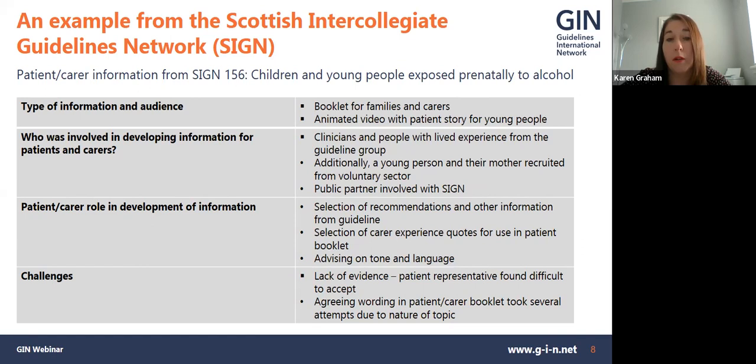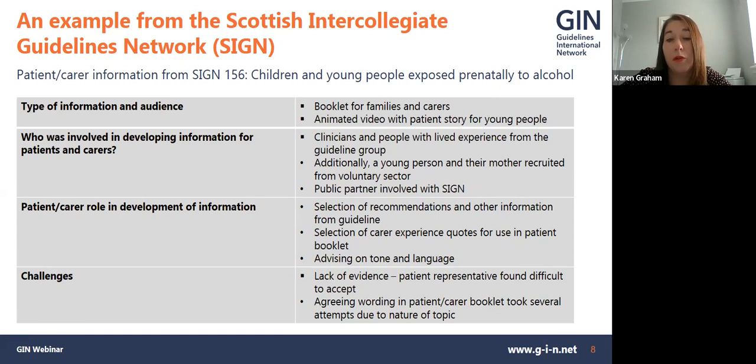We also involved a public partner who's a volunteer that's involved with SIGN, and they were involved as well to bring in that objective user perspective. So the role of patients and carers in this process, again, was to select the recommendations and other information from the guideline. We actually ended up basing our guideline on a Canadian guideline, and a lot of it was consensus recommendations. So we got them to go in and look at that to choose the information that would then go into the booklet and of course the video.